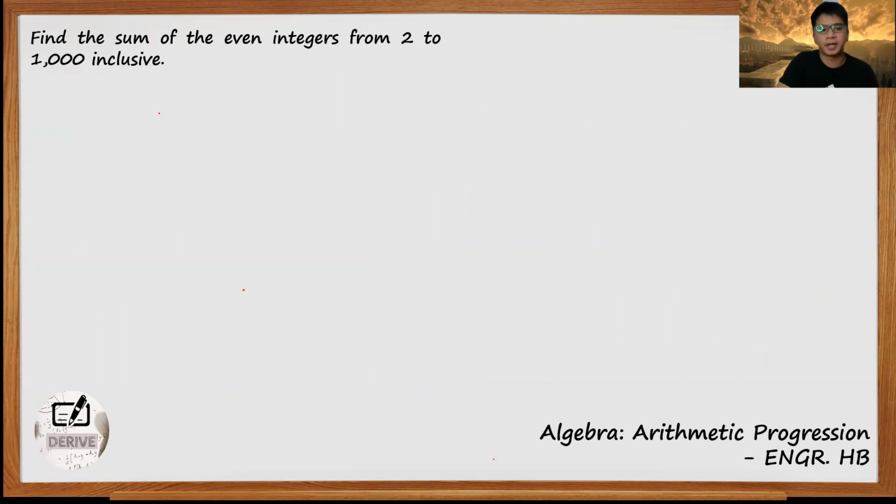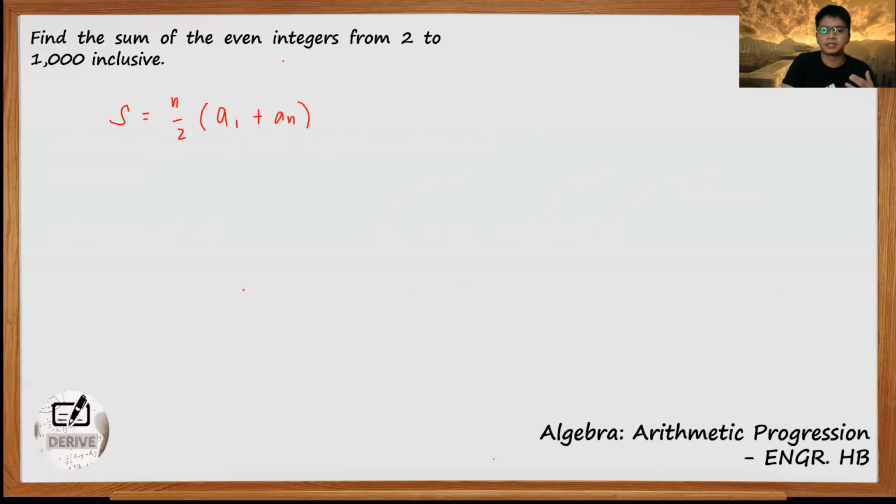Okay, so find the sum of the even integers from 2 to 1,000 inclusive. So, ayun nga, dalawa lang naman formula. So, kung hanapin natin yung sum, we have the n over 2 multiplied by the sum of the a sub 1 plus the n term.